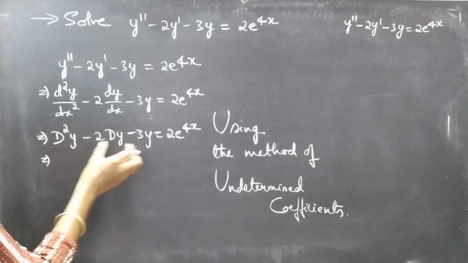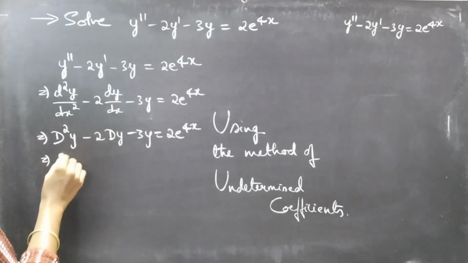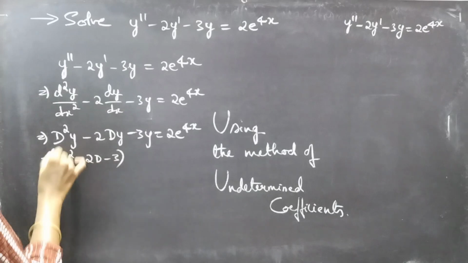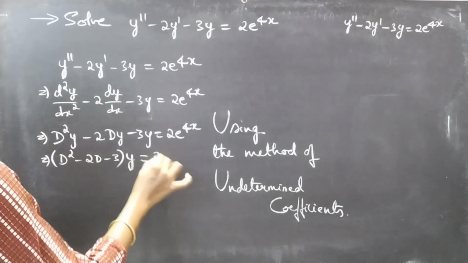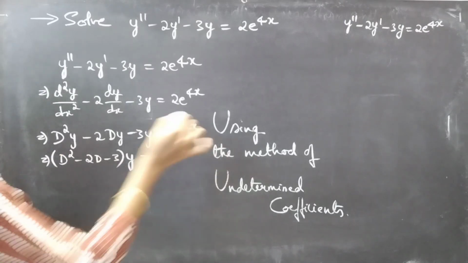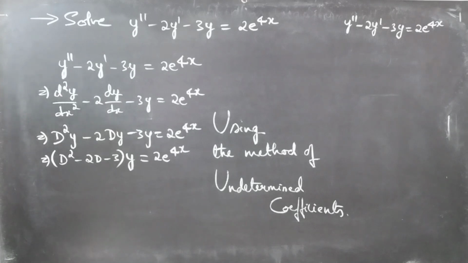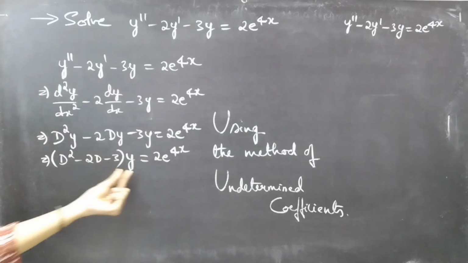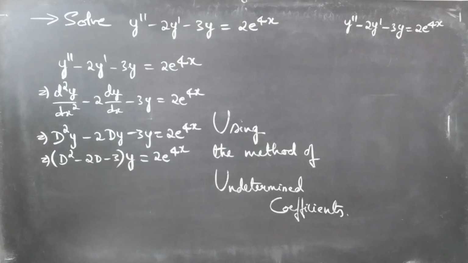Now take y common from all the three terms of LHS. We'll get D square minus 2D minus 3 into y equal to 2 e power 4x. So we have written the given differential equation in operator form, say f of D into y equal to some function of x. Now coming to the problem.